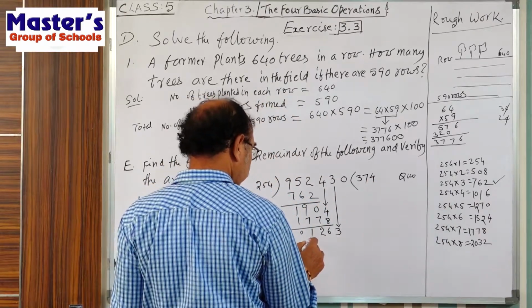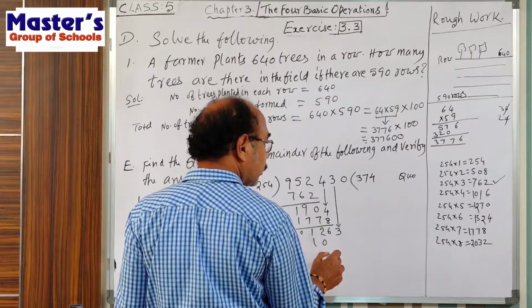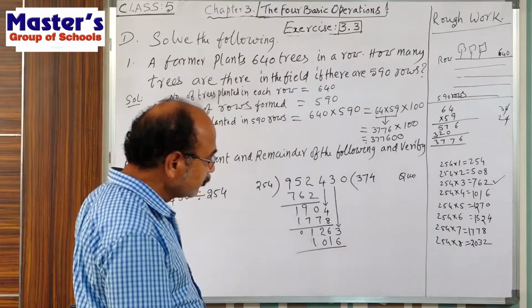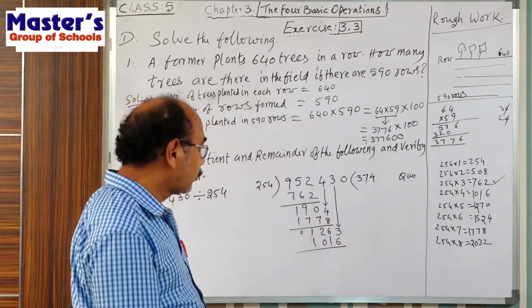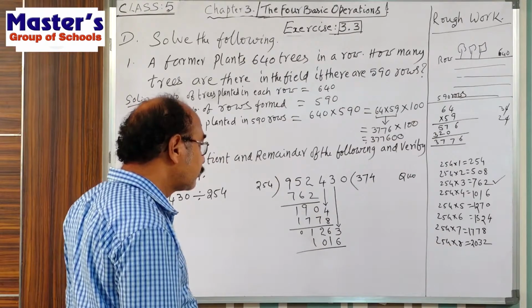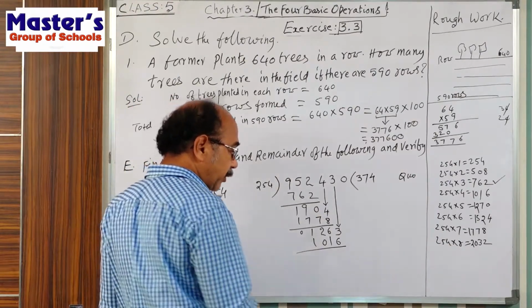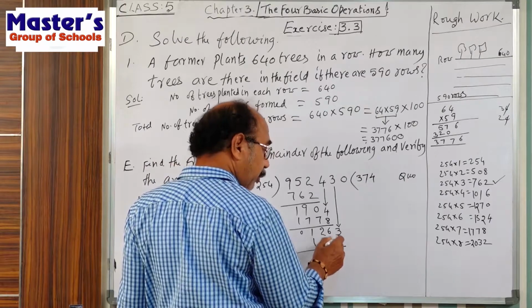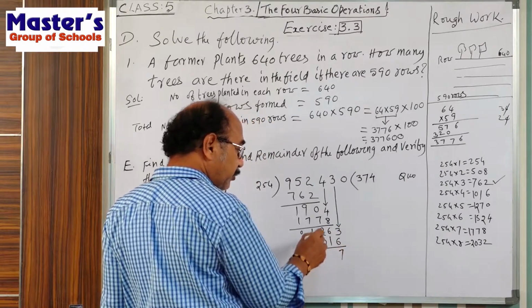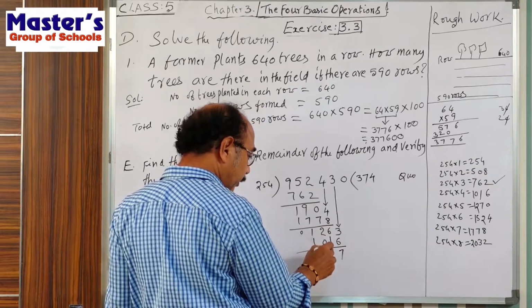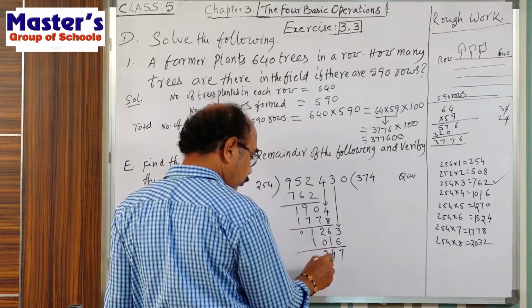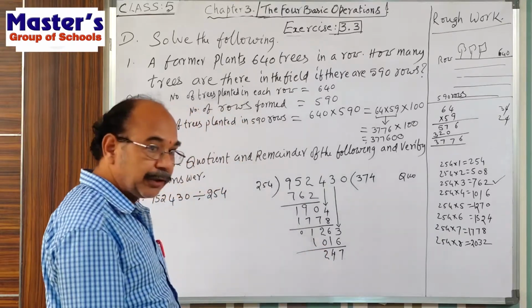1060. Subtract. 3 minus 6 here, borrow. Then 3 becomes 13. 13 minus 6 is 7. 6 gives a borrow, now 5 only. 5 minus 2. Here 2 minus 0. 247, 240.